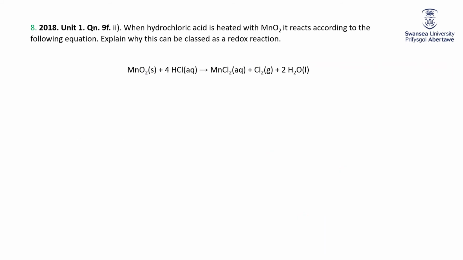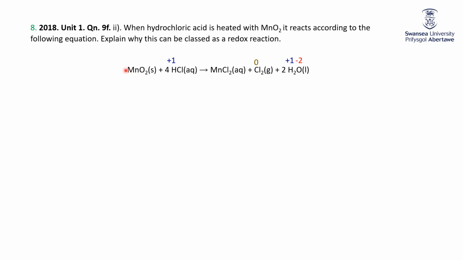When hydrochloric acid heated with MnO2 reacts according to the following equation, why can this be classed as a redox reaction? See what we got. Can't do anything yet there, or there, or there. Chlorine, Cl2, so 2 chlorines are 0, so each chlorine is 0. And then, of course, there's the water, plus 1 minus 2 for the hydrogen and oxygens together.